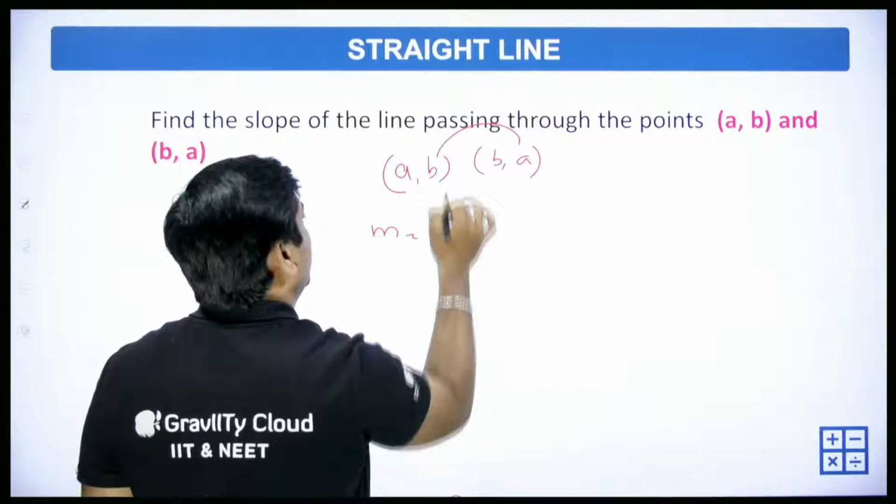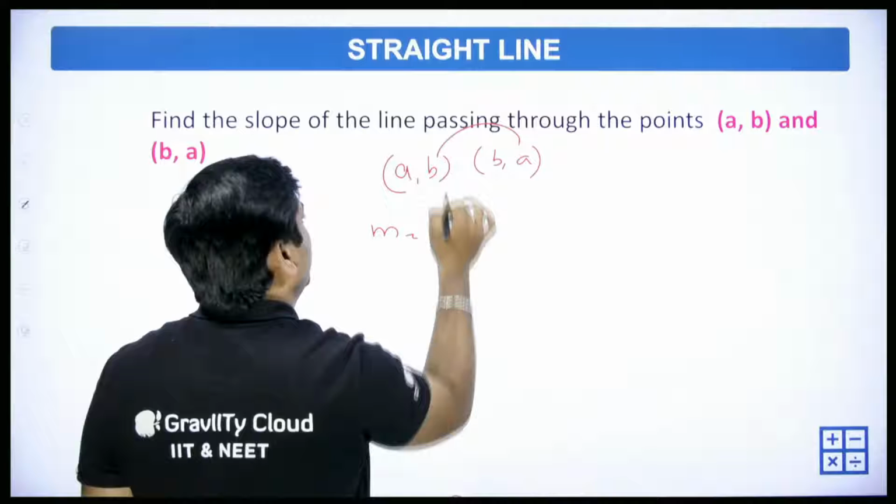Moving ahead, next one, find the slope of the line joining the points (2a, 3b) and (a, -b). Simple, x1, y1, x2, y2. So what is the slope formula? y2 minus y1 by x2 minus x1: -b minus 3b by a minus 2a. So -b minus 3b is -4b, by a minus 2a is -a. These two negatives get cancelled. So your final value of the slope of the line is 4b by a.